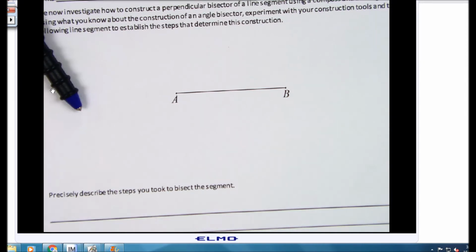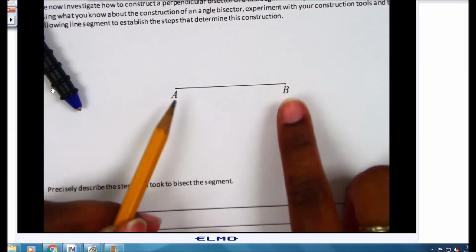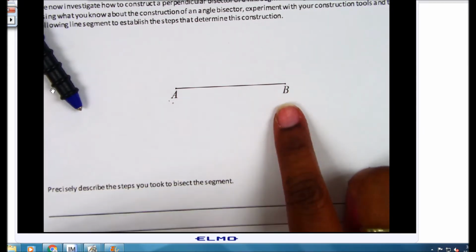So first thing you notice is that the endpoints A and B are already labeled. If they're not labeled on your document, then you will want to go ahead and label the two endpoints.